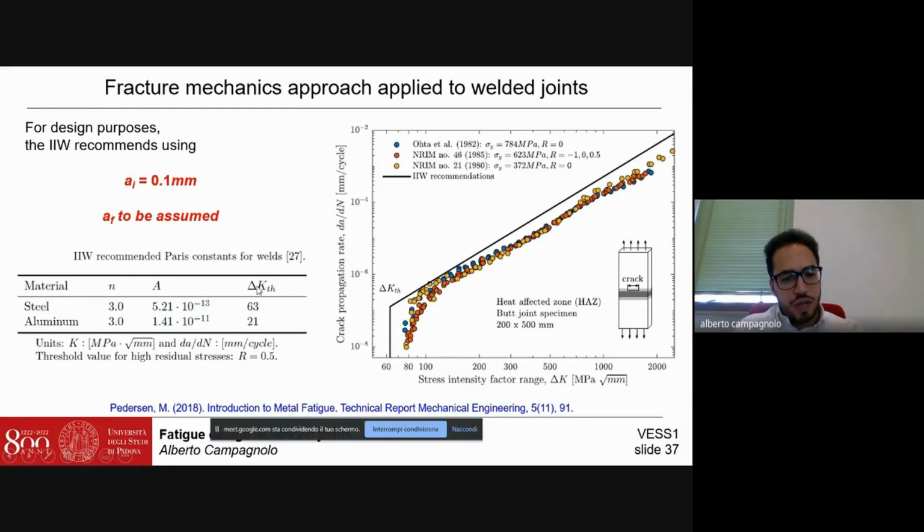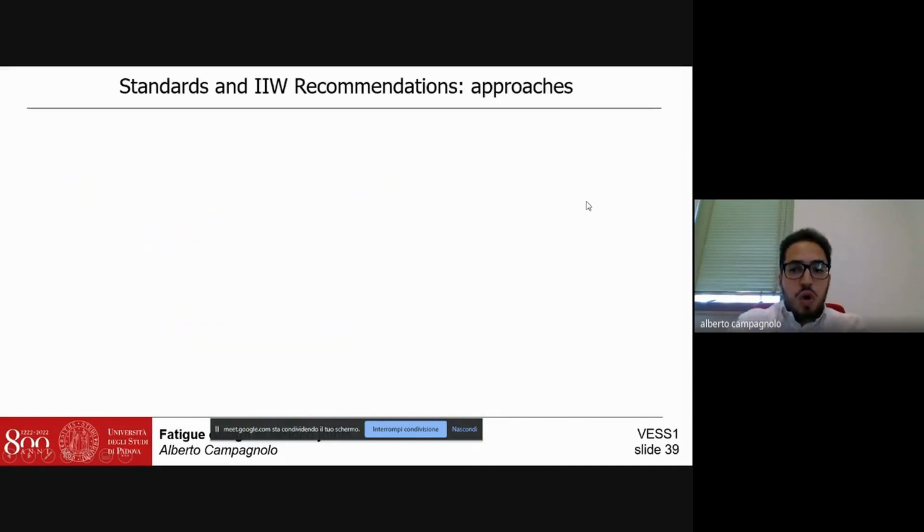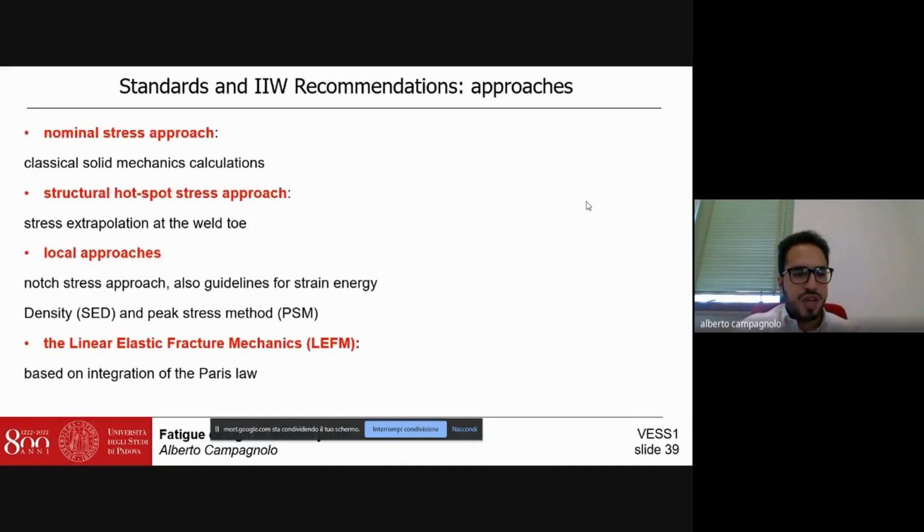IIW suggests also the Paris curve, which is reported in this figure, and which correlates pretty well with experimental results taken from the literature. To conclude the discussion of the proposed approaches, we have seen the nominal stress, structural hotspot, and local approaches based on notch rounding, and the linear elastic fracture mechanics.